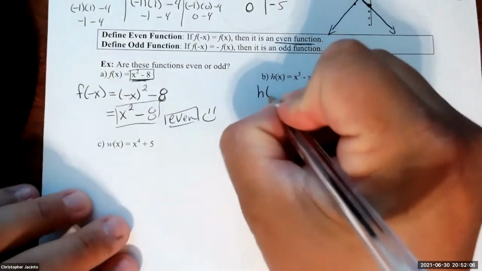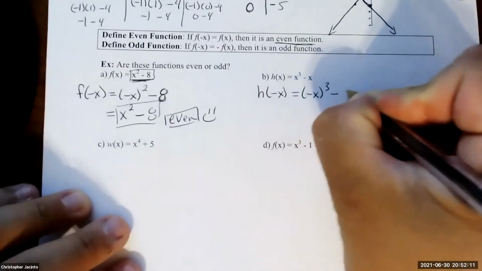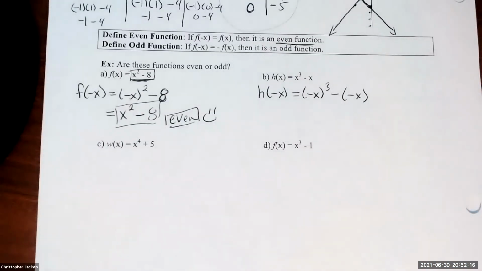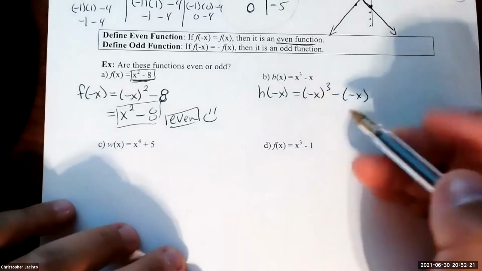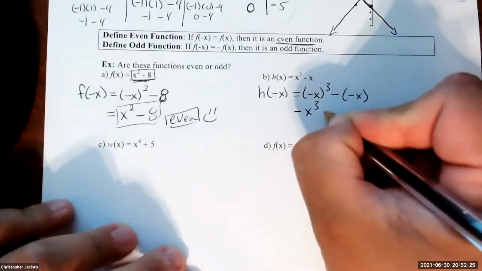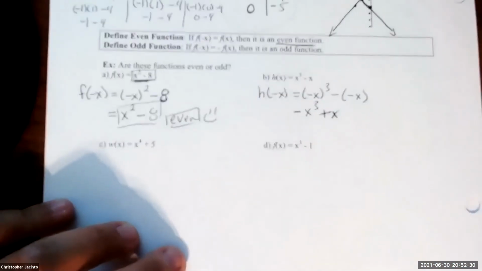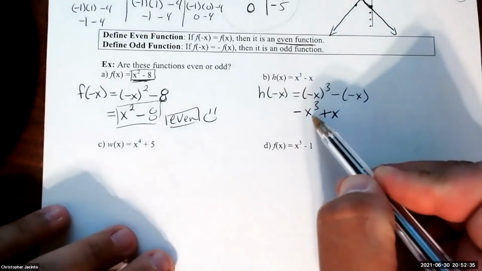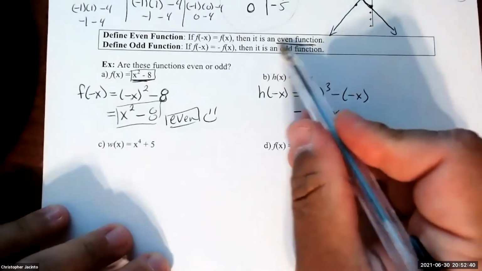So same thing, we're going to plug in -x everywhere I see an x. So it's going to look like this, like that. Okay. All right, this is a little trick question, right? So the triple negative ends up being a -x to the third, and this ends up being +x, right? Negatives cancel out to make you positive. Okay, well, it's not even because it's not exactly the exact same thing out, right? So it's not even. So let's check if it's odd.